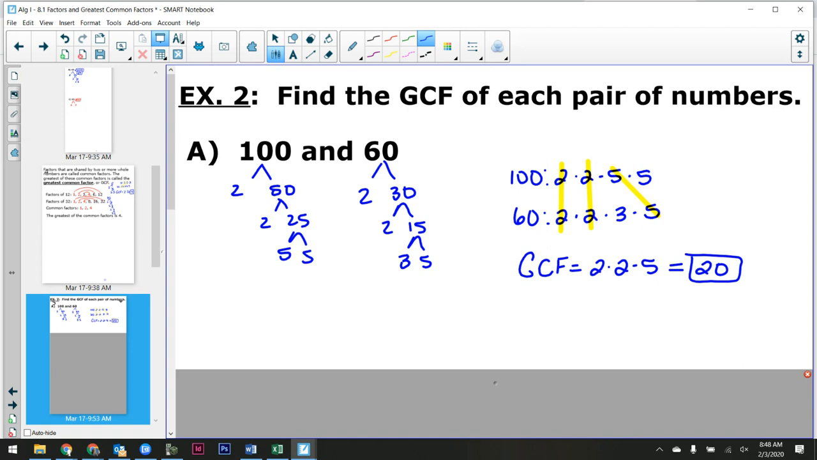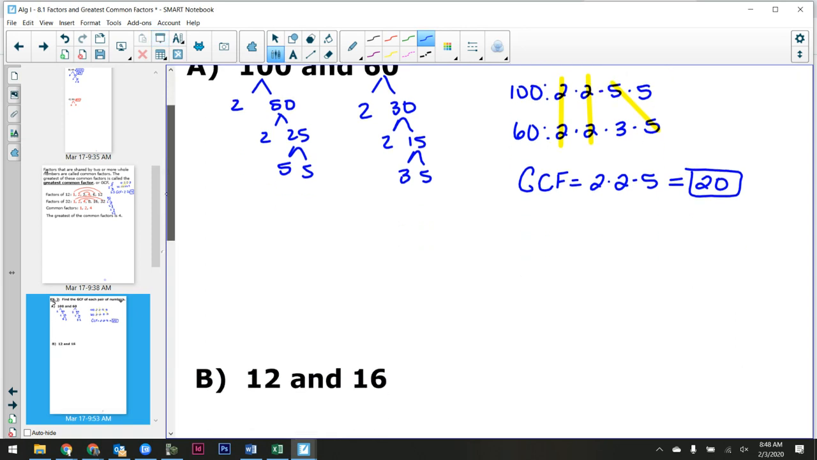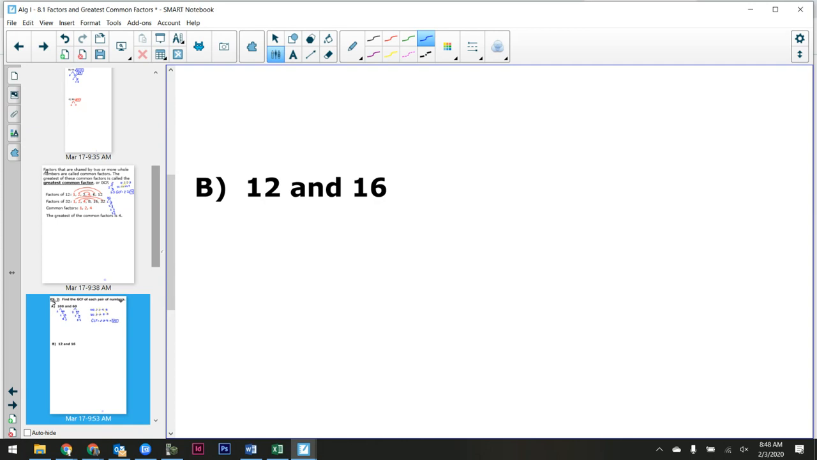I'd like you to try that method on the next one. Okay, please try that method on 12 and 16. Now, I bet you could probably guess at what the GCF is in this one. What do you think? 4. Test it out. Do your factor tree method to see if that actually works out. Would I like you to just go straight to 4? Yes. But do this method to see if that actually works still.